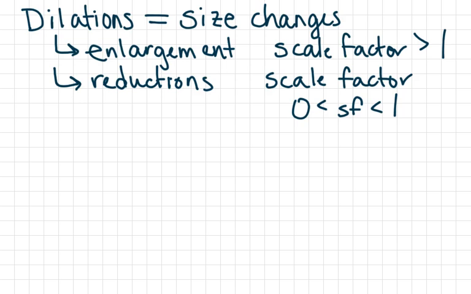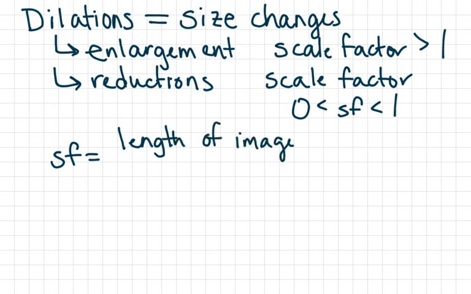And to find the scale factor, we take the length of a side of the image divided by the length of the side of the pre-image. And if you don't know the length, then you can find any horizontal or vertical distance, and that will work.